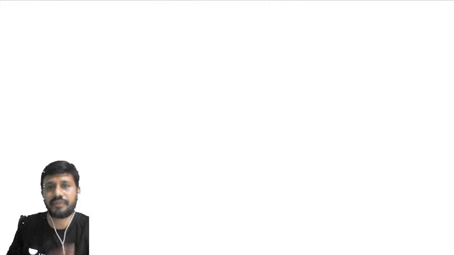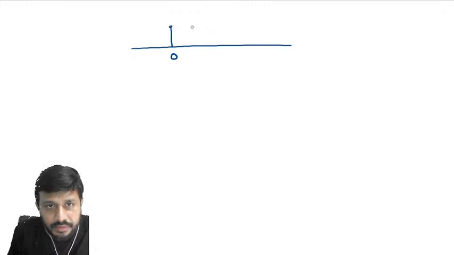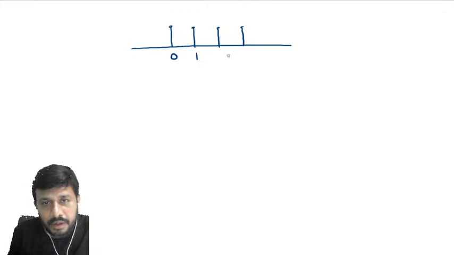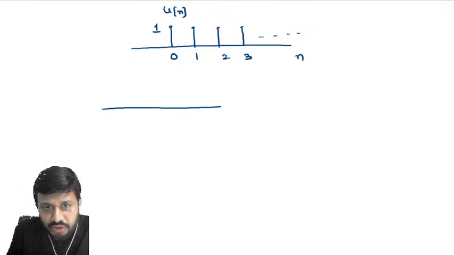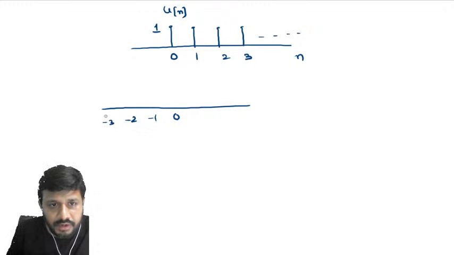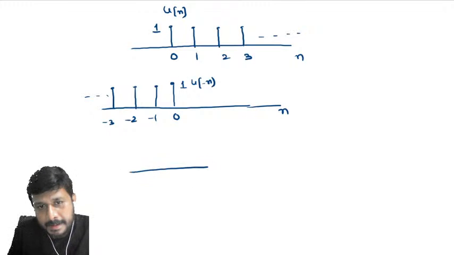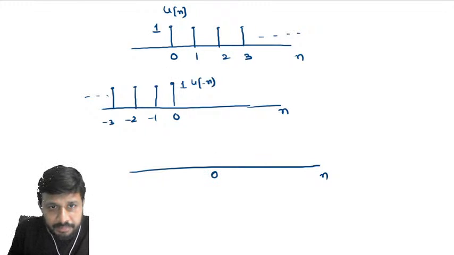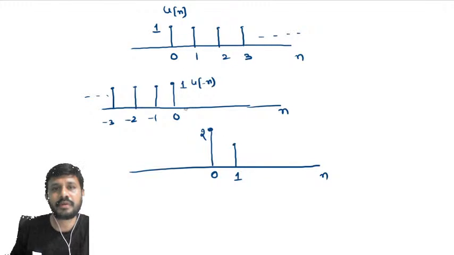Now let's look at the next one. u of n plus u of minus n is 1 plus del n. u of n. u of minus n means simply the time reversed version, mirror image along the vertical axis, my dear students. This is u of minus n. What happens if I add? At 0, 1 plus 1 is 2. At 1, from the topmost signal it is 1, and from the bottommost signal it is 0.